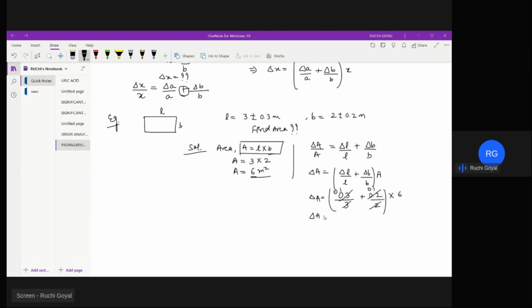Okay, so delta A will be 0.1 plus 0.1. It will be 0.2 into 6. So delta A will be 1.2 meter square, right? So how will you write the area of the rectangle? It will be A plus minus delta A. So A is 6 meter square plus minus the error 1.2. So this is the answer for the area of the rectangle, right?